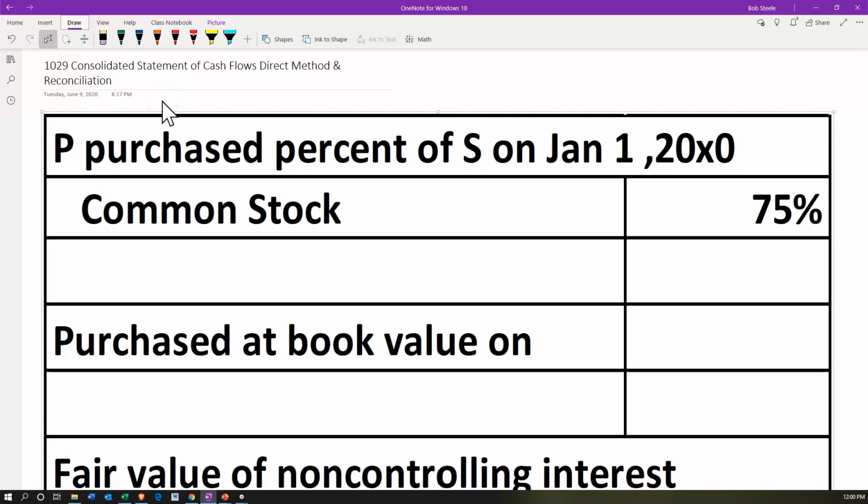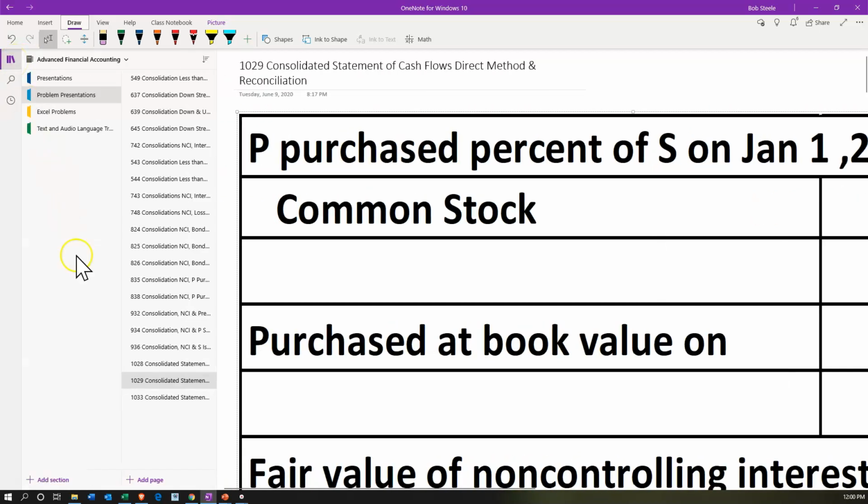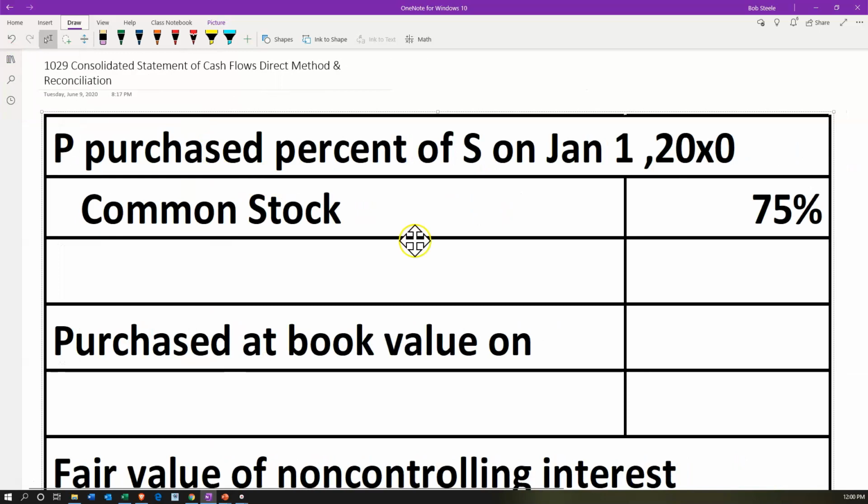Here we are in OneNote. If you have access to OneNote, and you're not required to have access to OneNote, you can just follow along with it. But if you have access and you want to follow along within it, we are on the 1029 tab under the problem presentations. We're going to go over the information first. We'll look at all the information, and then we'll pull pieces of that information as we work our problem and put together our statement of cash flows.